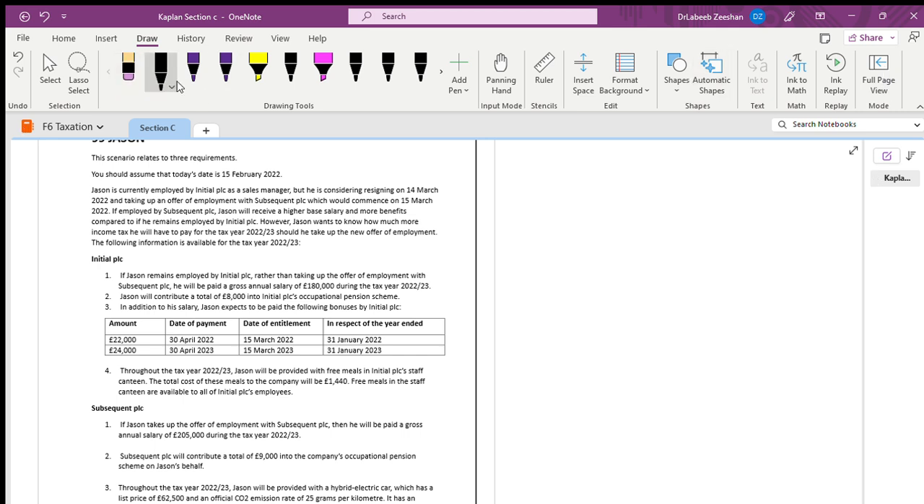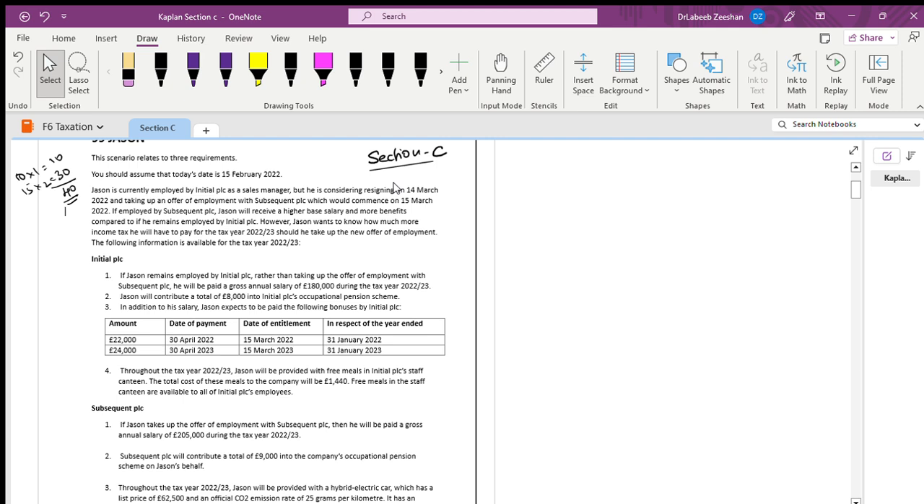This is with respect to section C. In section C, they will give you 3 questions. The first one will be for 10 marks, 10 into 1. The next 2 questions will be 15 into 2, which will be for 30. The section C consists of 40 marks.